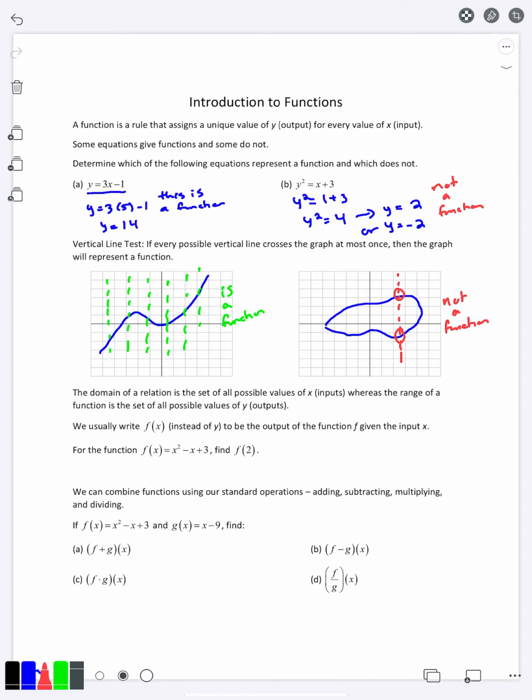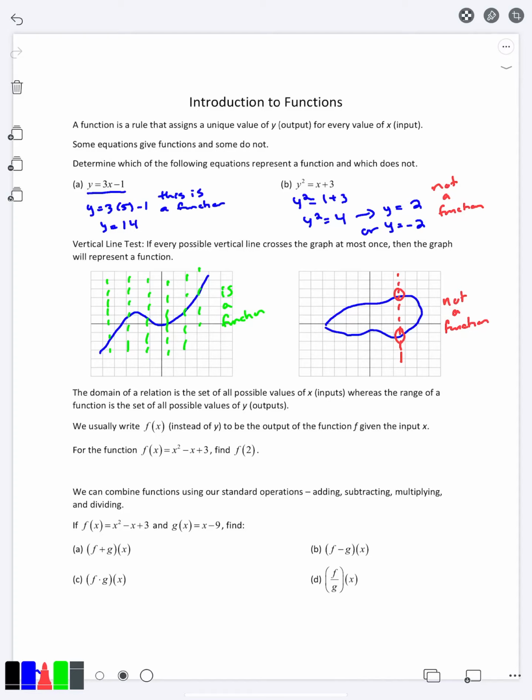I will say though that a lot of the time there is not a great way to find the range of a function without actually looking at a graph of it. So we're going to learn a lot of nice tricks for domain, but range is going to be a little bit trickier to find. Before we can get into that though, we need to talk about how we can actually do manipulations with functions.